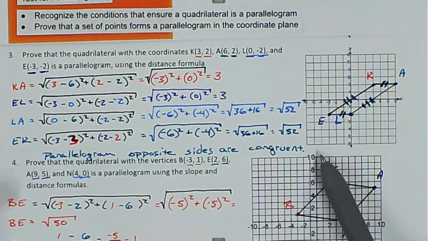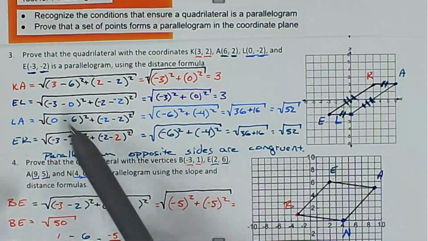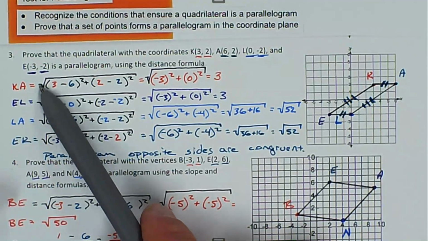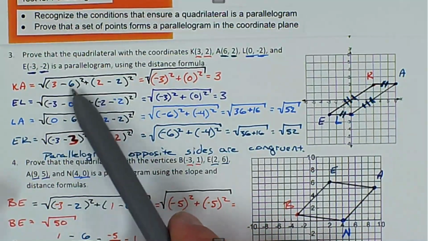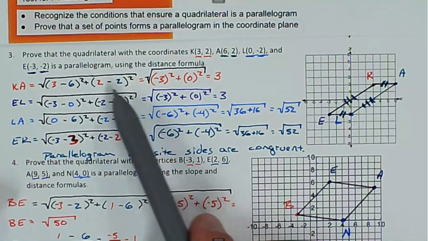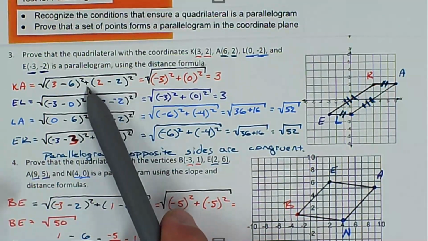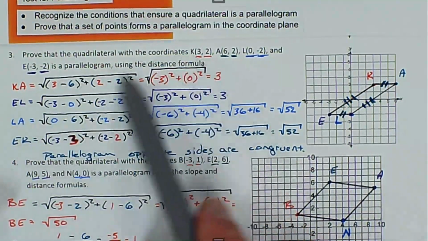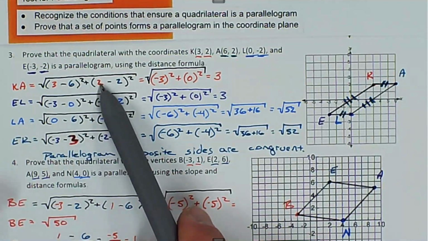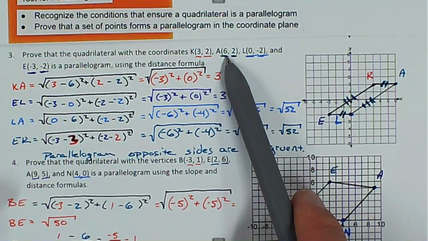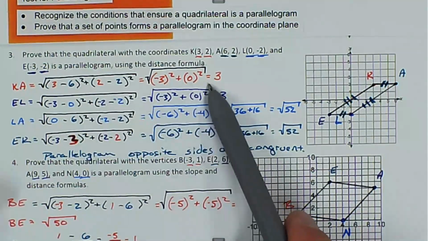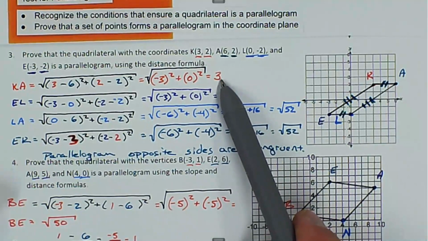And in this case, we have to check 4 distances. So we have to check KA, and we use the distance formula. Again, the things that don't change: the radical will always be there. The two sets of parentheses will always be there. The minus sign in the middle will always be there. The plus sign will always be there, and both sets of parentheses are squared. So K, X value is 3, Y value is 2. A, X value is 6, Y value is 2. We do our math, and we end up with 3.